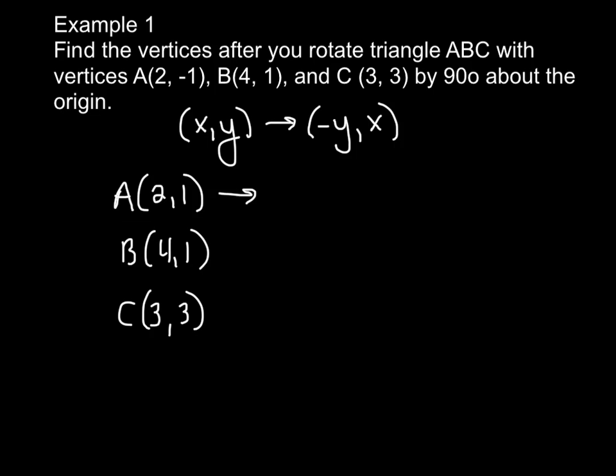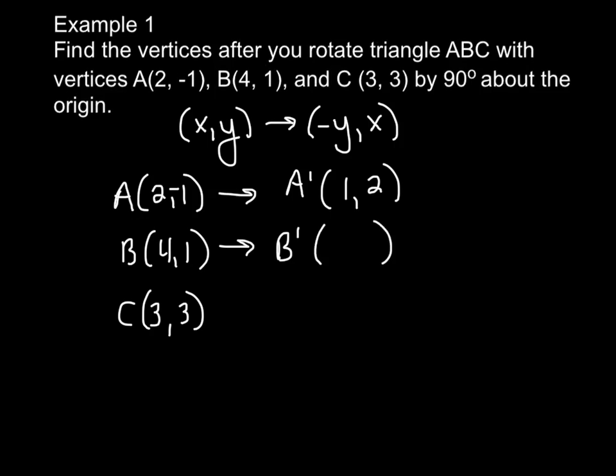If we map A prime, that should be negative 1. So 2, negative 1 would become A prime, and that becomes 1, 2. We flipped them, and then took the opposite of your y value. So the opposite of negative 1 is 1, and so it becomes 1, 2. B prime, you can take the opposite of y, so that becomes negative 1, and then flip them. So that becomes negative 1, 4. Take the opposite of y, that's negative 3, flip them. So C prime becomes negative 3, 3.